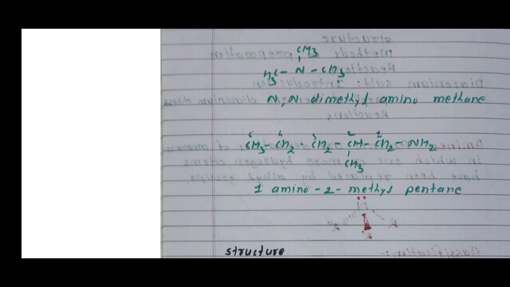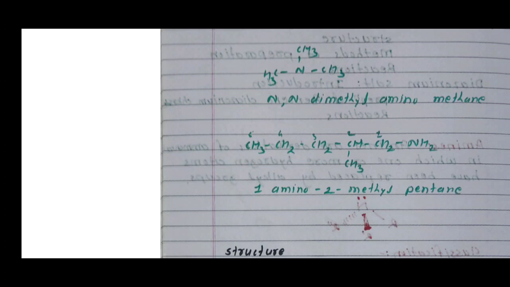Then I am showing one more structure, CH3CH2CH2CH(CH3)CH2NH2. I am giving the numbers. There is a 5 carbon atom chain, therefore the parent hydrocarbon is pentane, and at carbon atom number 1 an amino group is attached, and at carbon atom number 2 a methyl group is attached. First you select the longest carbon chain. The longest carbon chain is 5 membered, therefore the parent hydrocarbon is pentane, and at carbon atom number 1 the amino group, so 1-amino. At carbon atom number 2 the methyl group, 2-methyl pentane. This is the IUPAC name of this structure.